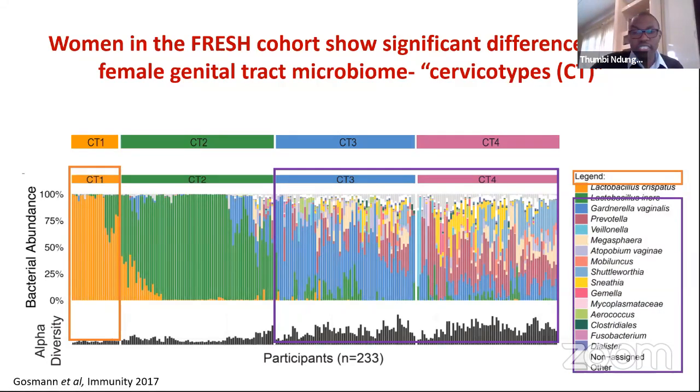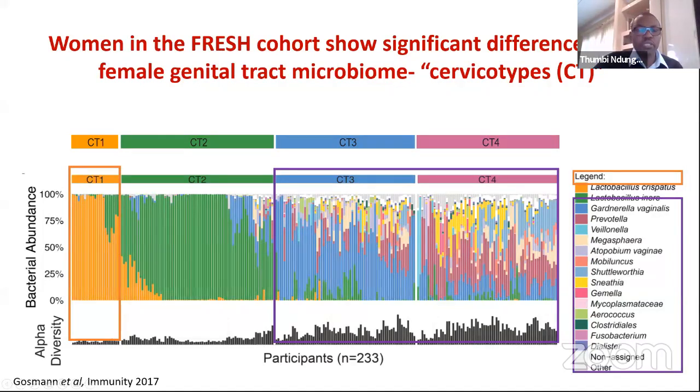What we found is that having a Lactobacillus dominant microbiota was associated with low levels of genital inflammation. I'm not going to show you all the data, but I'll summarize it and say that having a Lactobacillus dominant microbiome was associated with low levels of genital inflammation. In fact, these women were less likely to acquire HIV infection compared to women that had a much more diverse microbiome, for example, those in cervical types 3 and 4.